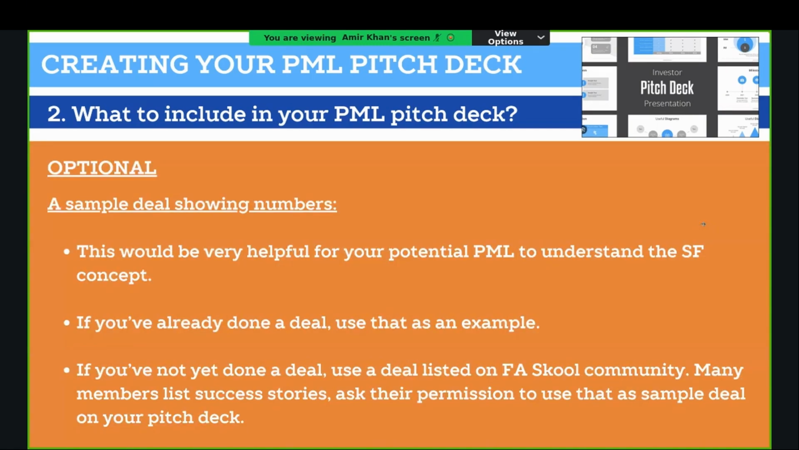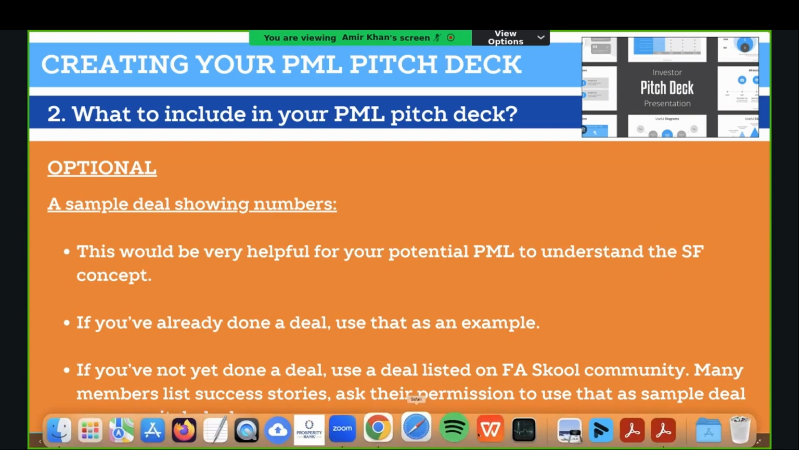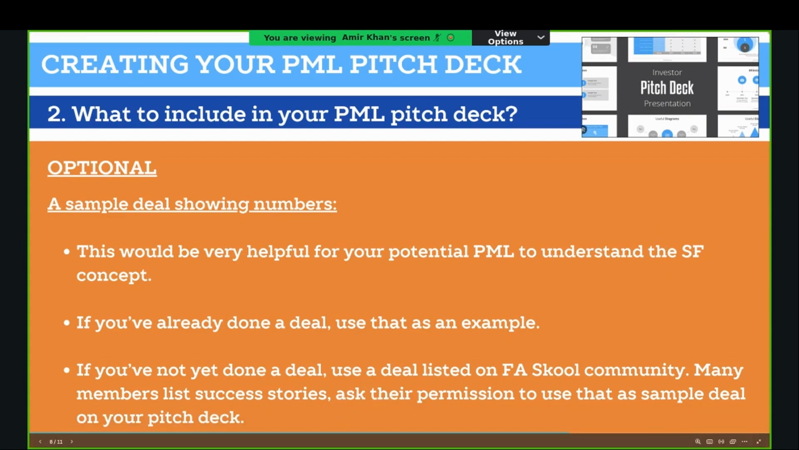Now, these are the optional things that I mentioned. A sample deal showing the numbers. Now, obviously, this is very helpful for your potential private money lender to understand the slow flip concept. If you've already done a deal, use that as an example, like I said, which is very easy. If you haven't done a deal, use a deal. Like I said before, in our community, many members list success stories. Ask their permission, and use that as a sample.